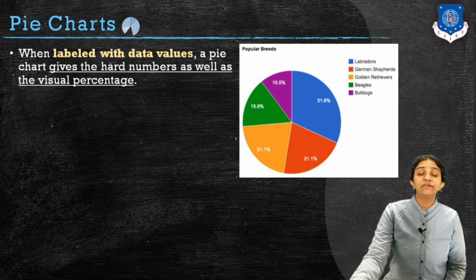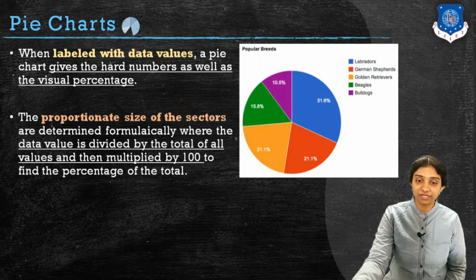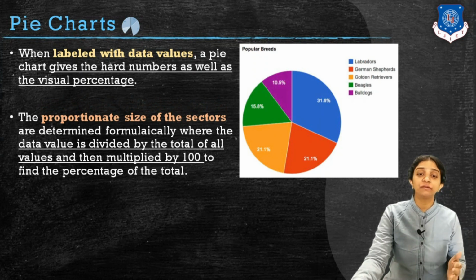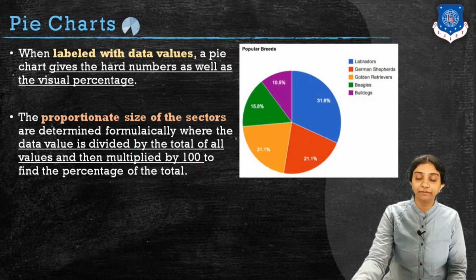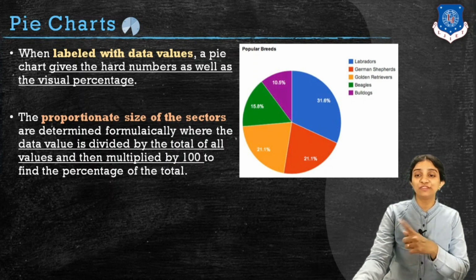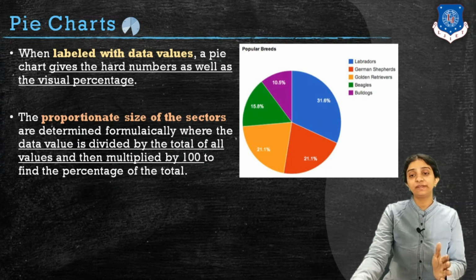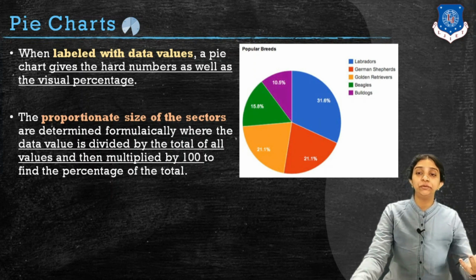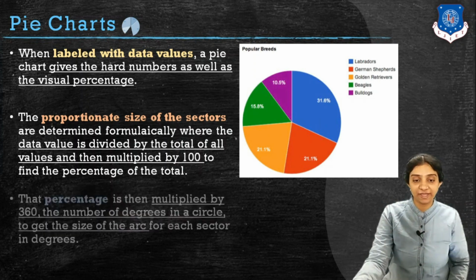In a pie chart, when they are labeled with the data values, it gives us the hard number as well as the usual percentage. The proportion of the size of a sector is determined by the data value divided by the total of the values and then multiplied by 100. So in the next slide, we are going to see how any data which is given for some data set is converted into percentage, and how it is shown sector wise in a pie chart.